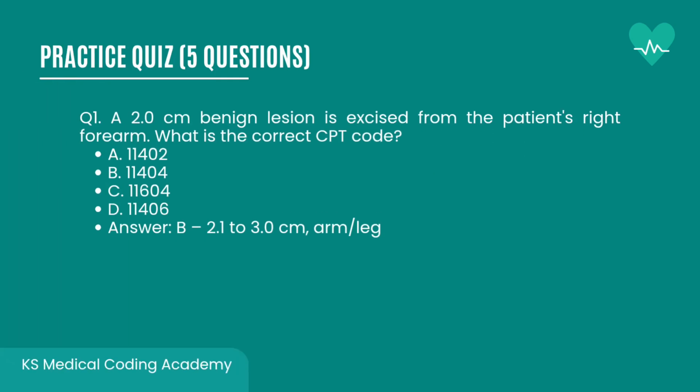Now, let's take a short quiz to reinforce what we've learned. Pause after each question and try to answer it on your own before checking the answer. Question 1. A 2.0 cm benign lesion is excised from the right forearm. What is the correct CPT code? Answer: 11402, excision of benign lesion on arm, leg, 2.1 to 3.0 cm.